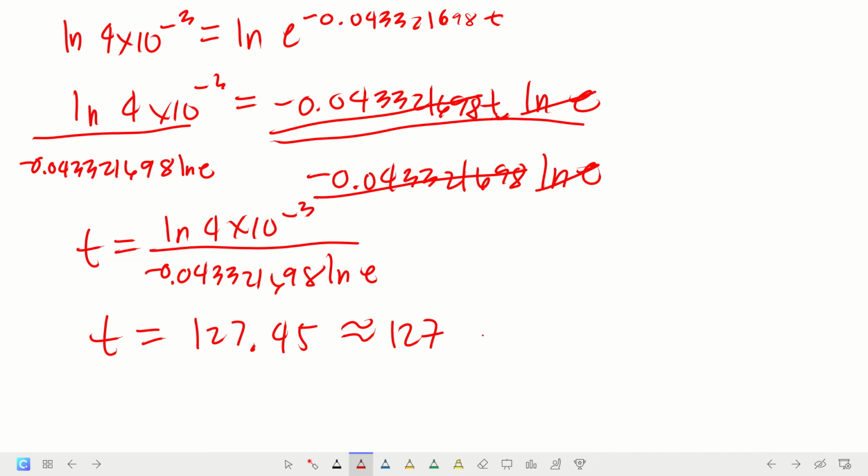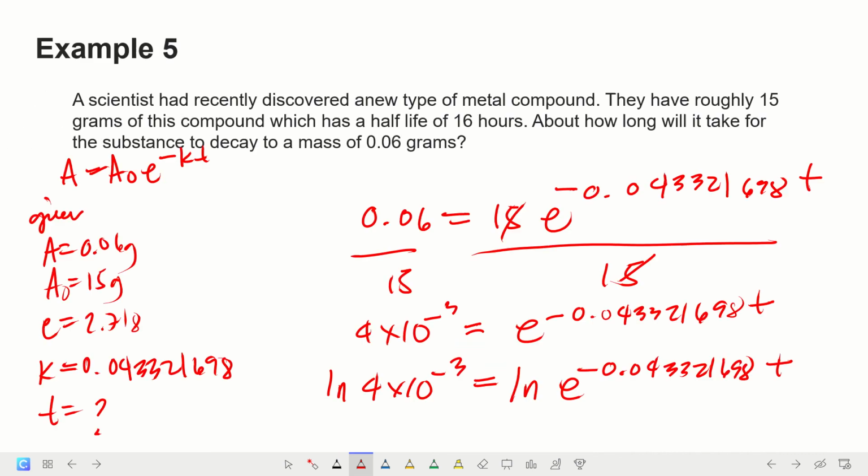So to write your final answer, just write a concluding statement. Let's say that to reduce the amount to 0.06 grams, it will take 127 hours, or it will take 127 hours to reduce 15 grams of the compound to 0.06 grams of the substance.